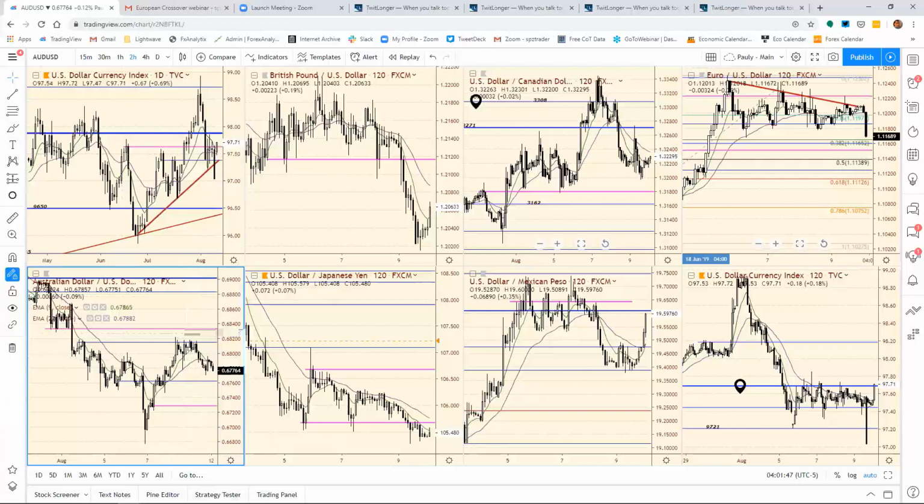I'm trying to get used to this computer. Hang on one moment. I hope I can get that squared away right. Let's take a look here.